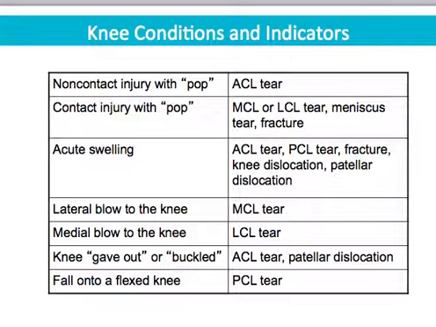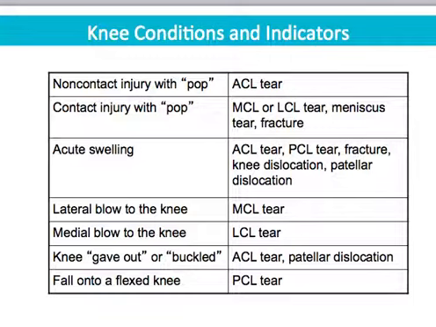So here are some questions you want to ask your patients in your examination. A non-contact injury with a pop is usually an ACL, your anterior cruciate ligament. If they have a contact injury with a pop, that's going to be more the MCL or LCL. That's a tear typically. It could be a meniscus tear or it can be a fracture. If they can't put any weight at all on it for more than about 5 steps, there's probably a fracture there. If they have acute swelling, then they could have an ACL tear, a PCL tear, a fracture, a knee dislocation, or a patellar dislocation. A lateral blow to the knee suggests an MCL tear; a medial blow to the knee, the LCL, lateral collateral ligament. If the knee gave out or buckled, that can be an ACL tear or a patellar dislocation. And if they fall onto a flexed knee, that can be a PCL tear.